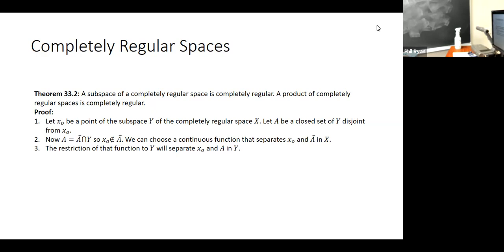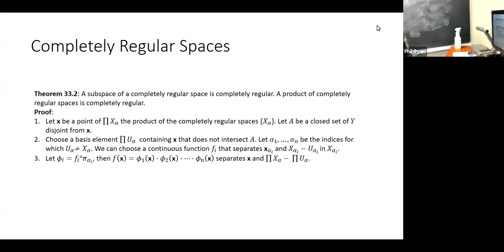So that means this point x naught can't be in the closure of A in X. Since X is completely regular, we can find a continuous function that separates x naught and the closure of A in X. And then you just restrict that function to Y, and that will separate x naught and A in Y. Right, because f of x naught equals 0 or 1, whichever you've got, and it's also going to work when we go to Y. That's straightforward.